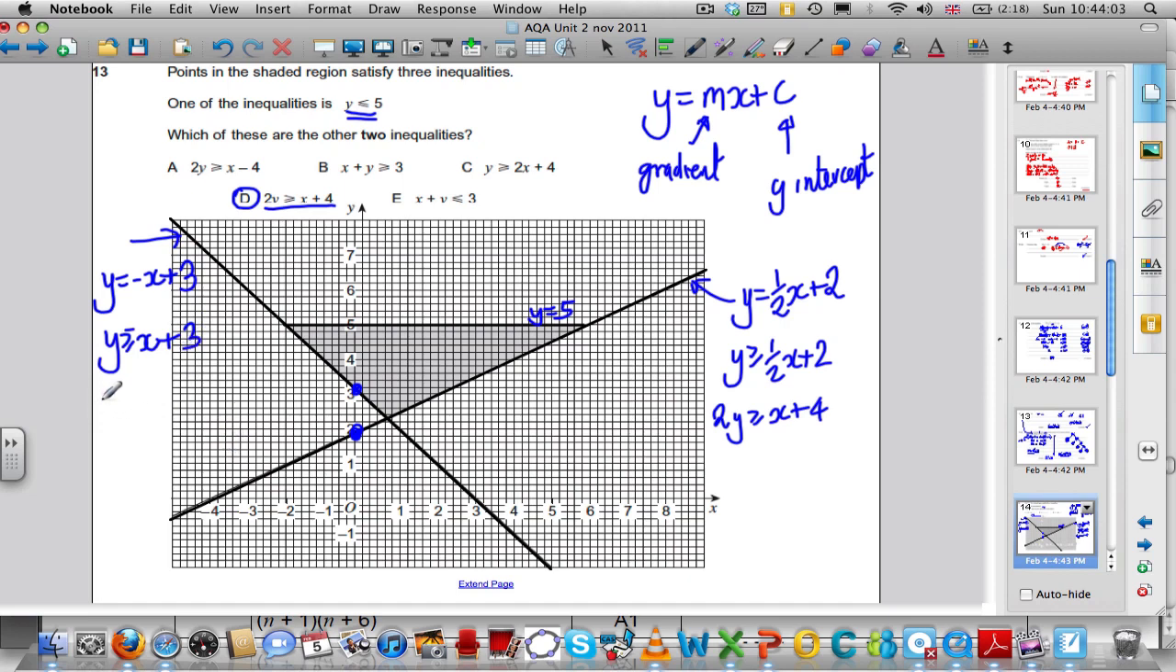Okay, if I add x to both sides, I would get x plus y is bigger than or equal to 3. Them two are equivalent. Does it look like anything above? Well, yes, it actually looks like B, x plus y is bigger than or equal to 3. Hence, we found the two other inequalities.